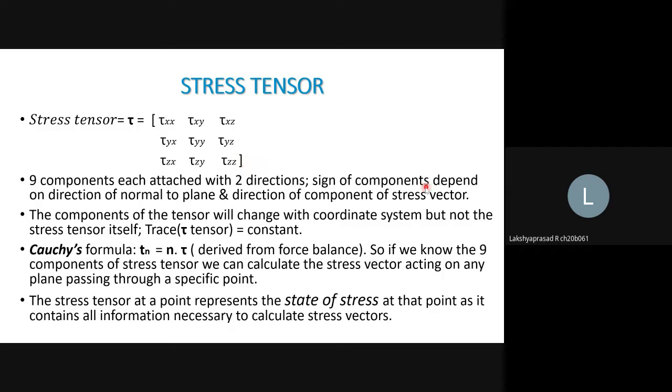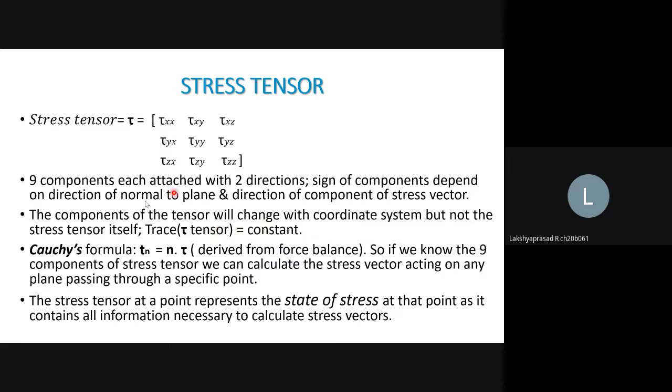The sign of the component would depend on the direction of the normal to the plane, whether it is positive or negative along the axis, and also on the direction of the component of the stress vector, whether it is the x or y stress vector we are considering. The components of the stress tensor will change with the coordinate system, but the stress tensor itself will remain the same, as in the sum of the diagonal elements, tau xx plus tau yy plus tau zz, will be constant.